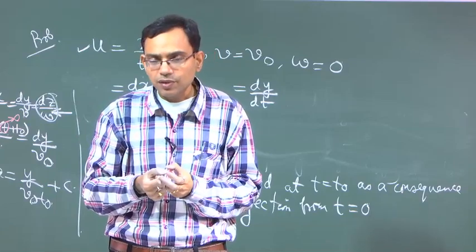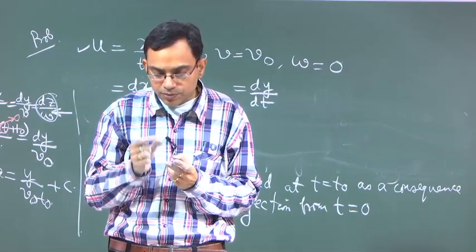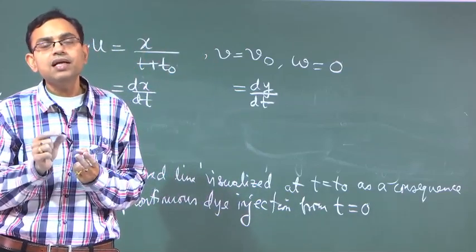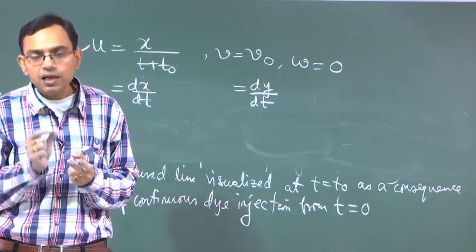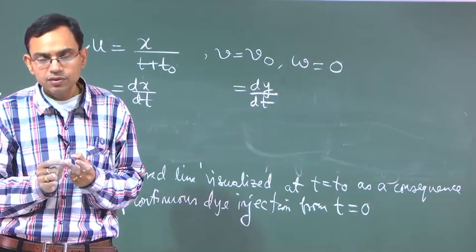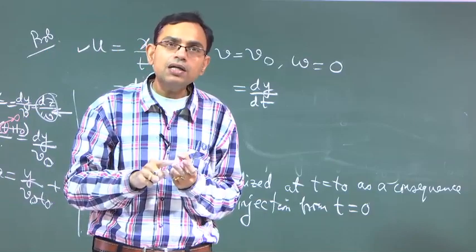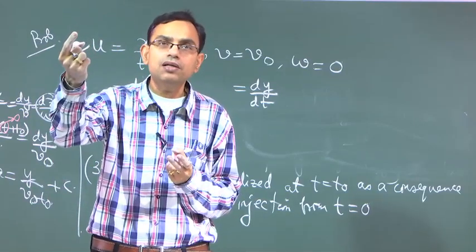So, let us try to understand the difference between the path line and the streak line. In case of the path line, at a fixed time you injected a particle and you want to see the locus of that particle.